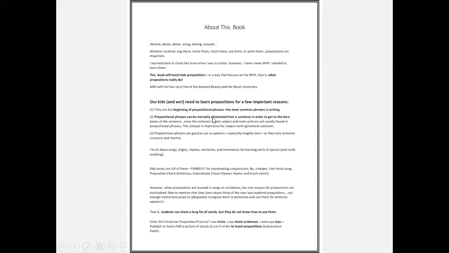Number two, this is a huge reason, and that is because prepositional phrases can be mentally eliminated from a sentence in order to get to the bare bones of the sentence. This is something that I do with my students at least every other week, and that is they mentally remove different distractors in a sentence, starting with prepositional phrases. That's the first distractor that we eliminate. We eliminate prepositional phrases with parentheses so that we are mentally getting them out of our heads so that we can match our subject with our verb.